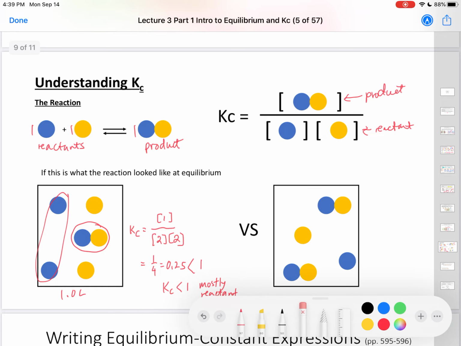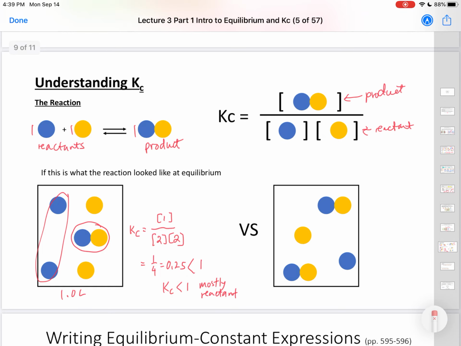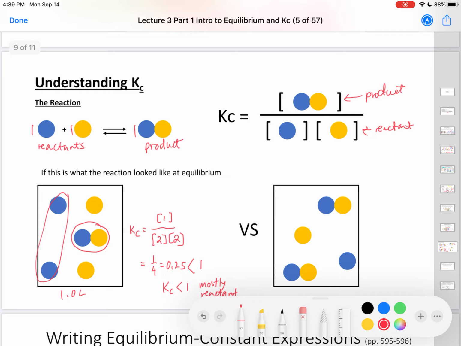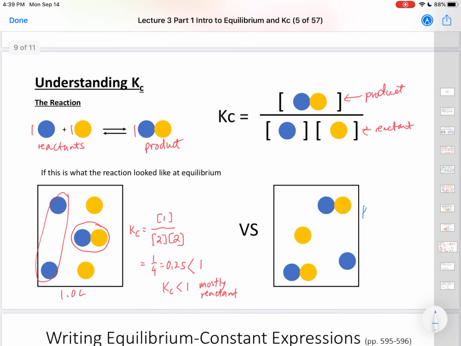I'm going to go to this next window here. Okay. Here, the Kc is going to be calculated as, okay, again, products, in this case there are two products, so we're going to say 2. And there's one yellow, one blue, so it's going to be 1 and 1. Okay? In this case, Kc is equal to 2. 2 is greater than 1, so therefore Kc is greater than 1.